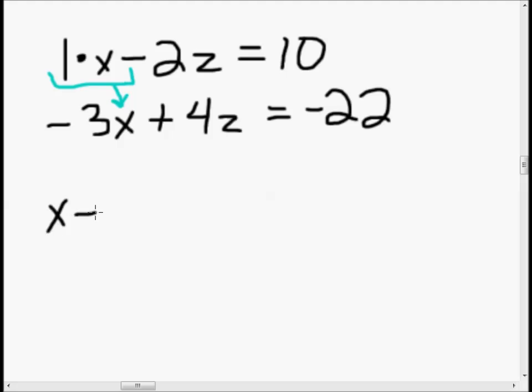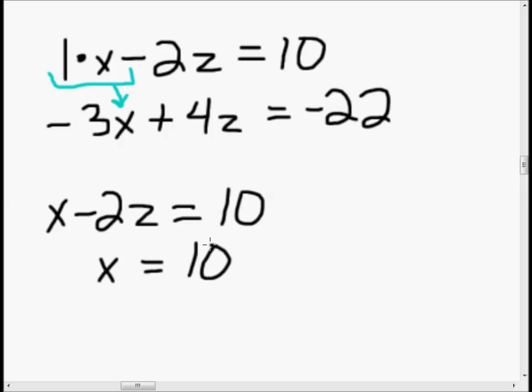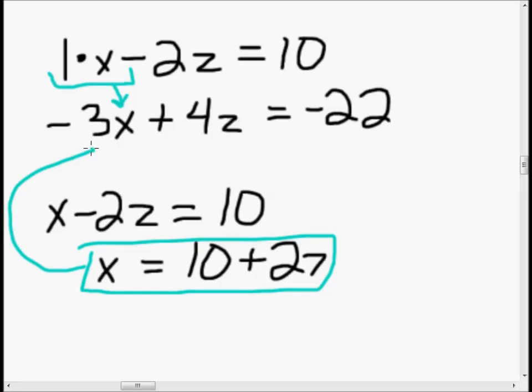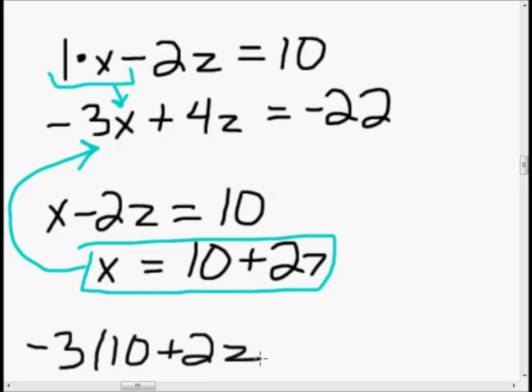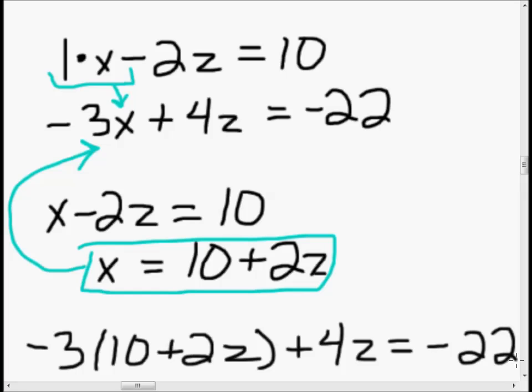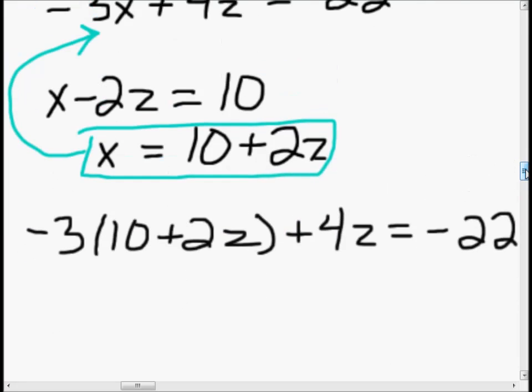So x minus 2z equals 10. X equals 10 plus 2z. So now that we've solved for x, we can go ahead and plug it in that x spot. So it's -3 times (10 plus 2z), plus 4z equals -22. And you should notice all of a sudden all we have are z's, and we can solve this.